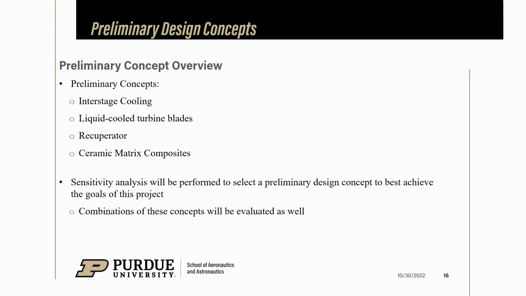So overall, we have 4 preliminary design concepts that we will evaluate to see how they improve engine performance. The first of those is interstage cooling on the compressor. We're also going to evaluate liquid-cooled turbine blades, a recuperator, and ceramic matrix composites. The plan is to perform sensitivity analysis on all 4 of these concepts to select which one or combination of concepts will give us the best engine performance. So we'll go through one by one and perform trade studies on each one, implement them into the engine model, and then also implement combinations of the concepts to get the overall best engine performance we can.